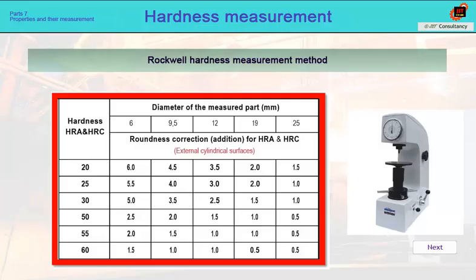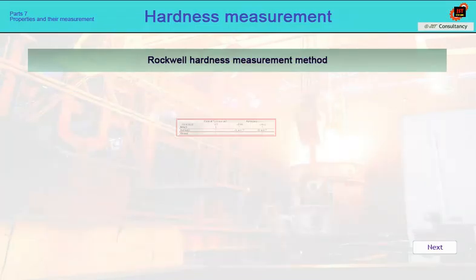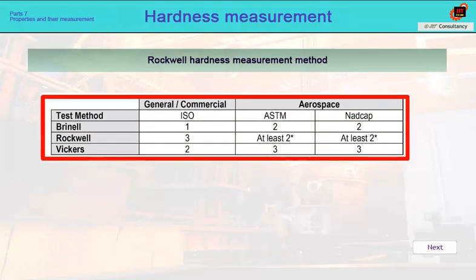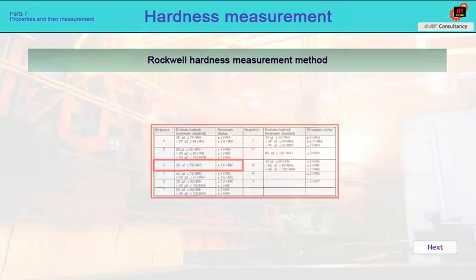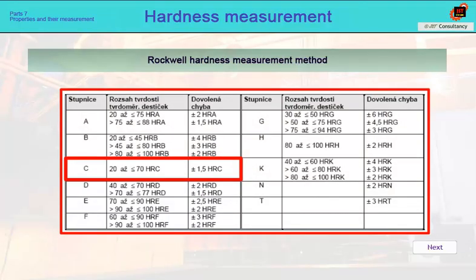or 1 HRC. Since hardness measurement does not have absolute accuracy, the resulting values must be calculated as the average of at least 3 measurements in accordance with the ISO 6508 standard. When evaluating, it is also necessary to take into account the accuracy limits of the measurement methods. This figure shows that for the HRC method, it is plus or minus 1.5 Rockwell.